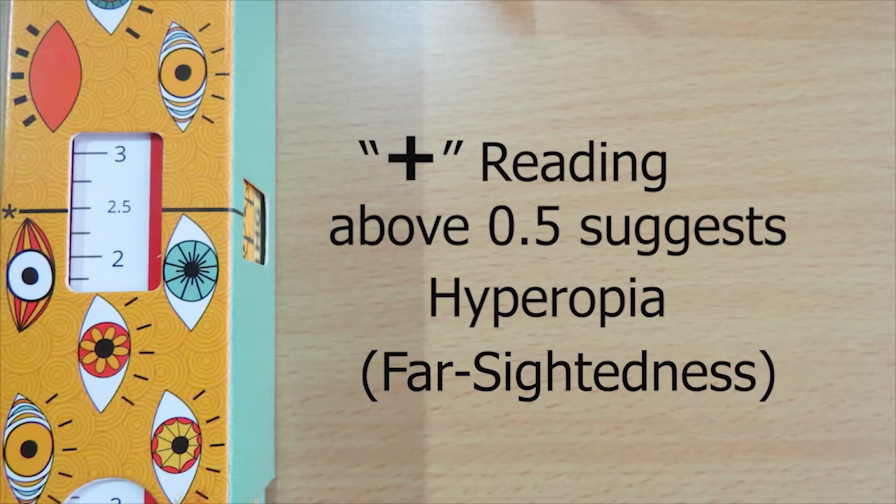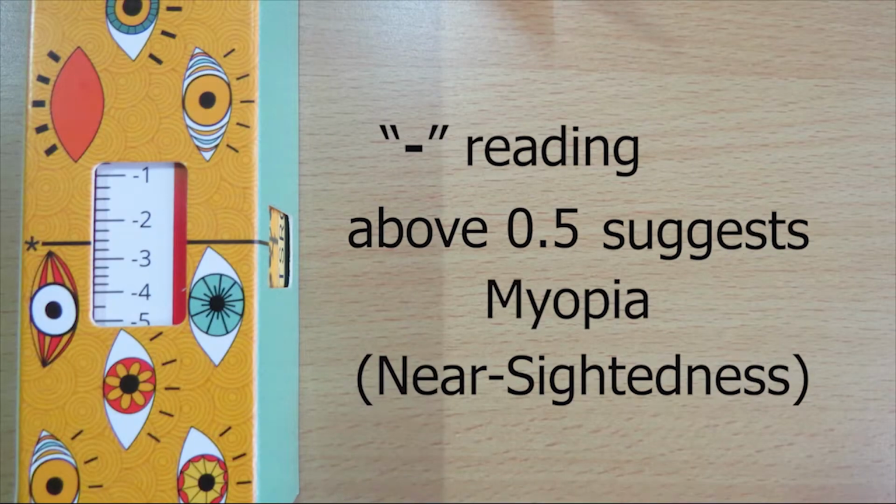A positive reading, that is above 0.5, indicates it is hypermetropia or far-sightedness. And if you have a negative reading that is less than 0.5, suggests myopia, which is nearsightedness.